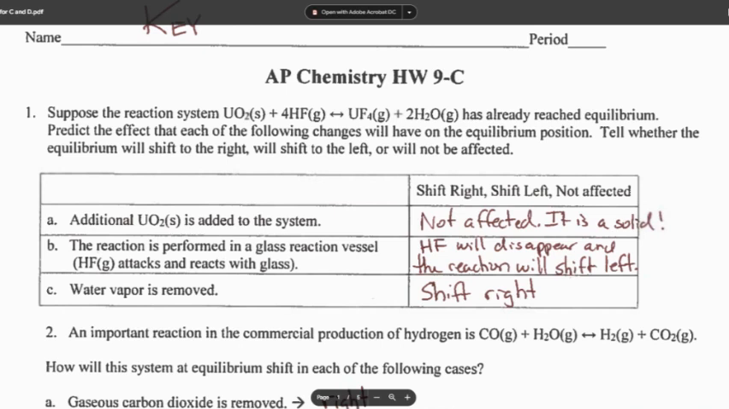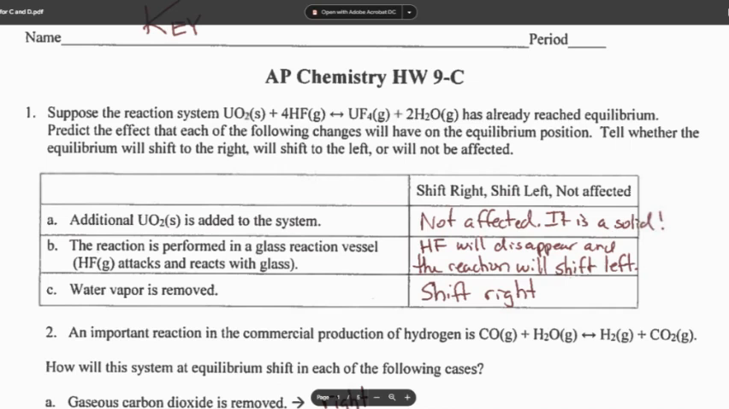So when they make these changes, it's not at equilibrium. It's no longer K. It is then Q. And how is it going to shift? How is it going to react to get back to equilibrium? Additional uranium oxide is added. So in the equilibrium expression, there is no uranium oxide. It has no effect on the system. So it won't impact the equilibrium.